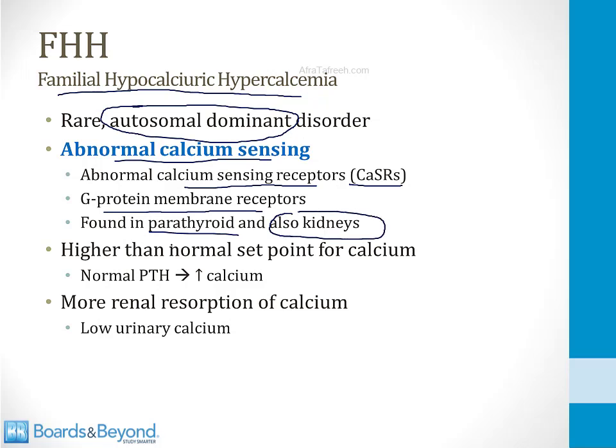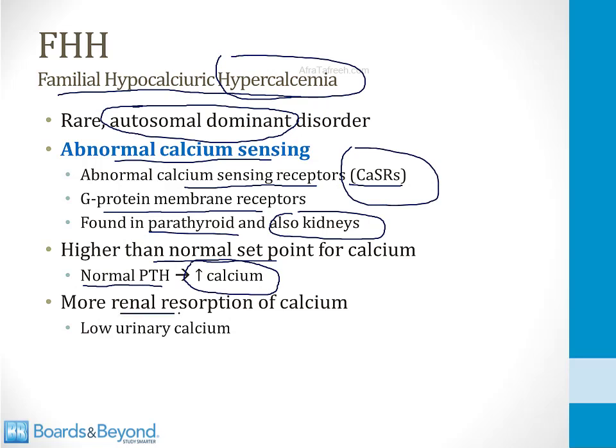So in this disorder, there is a higher than normal set point for calcium, so the patients can have a normal parathyroid hormone level, but the calcium level will be increased, hence the word hypercalcemia in the name of the disorder. In addition, because the CASRs are found in the kidneys, there is more renal resorption of calcium, and this leads to a low urinary calcium, hence the word hypocalciuric in the name of the disorder.